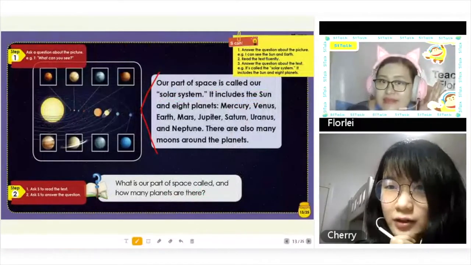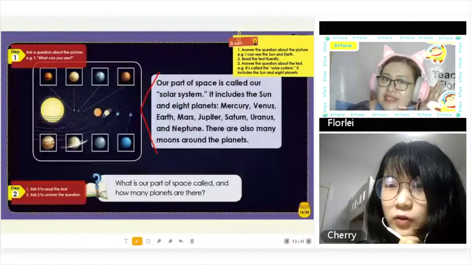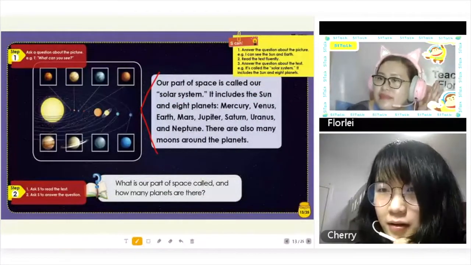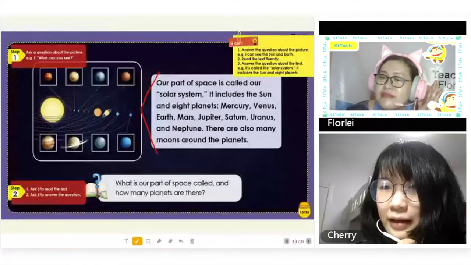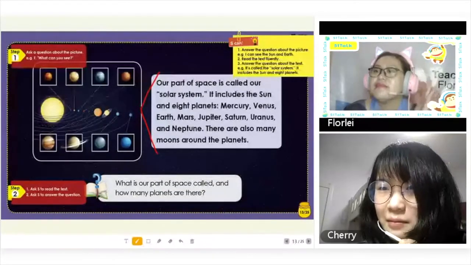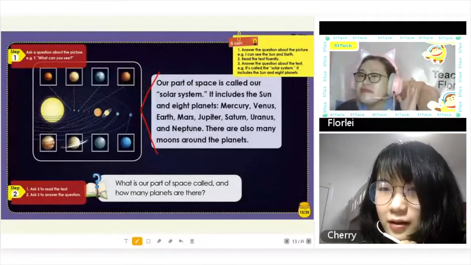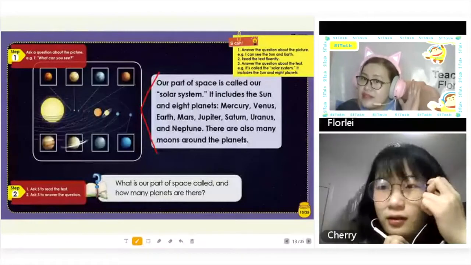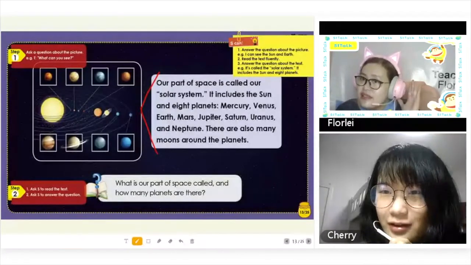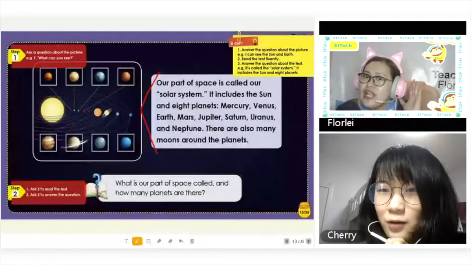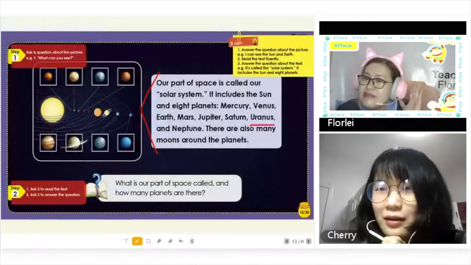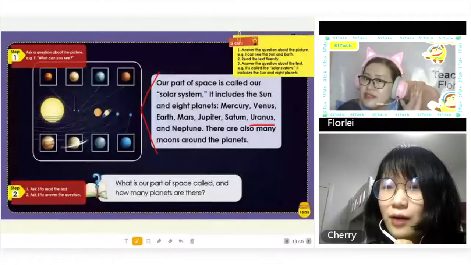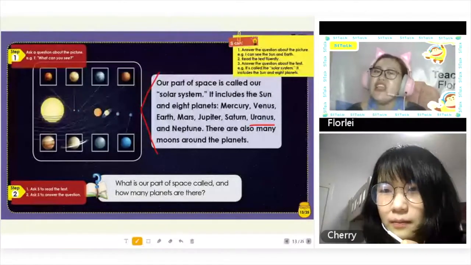Next, let's read. Our part of the space is called our solar system. It includes the sun and 8 planets: Mercury, Venus, Earth, Mars, Jupiter, Saturn, Uranus, and Neptune. There are also many moons around the planets. Okay, thank you for that.